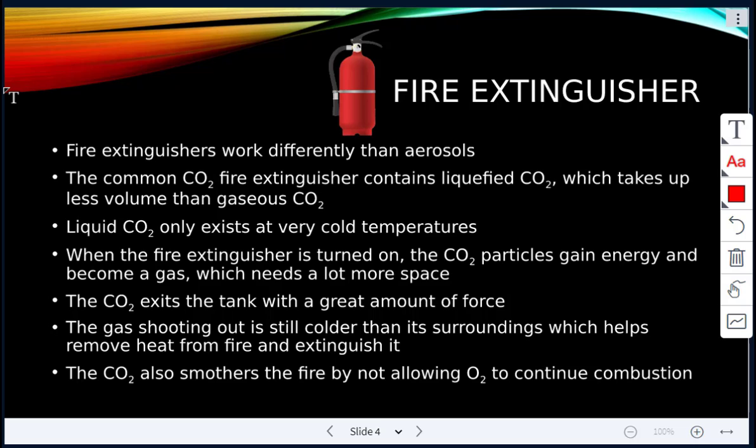Fire extinguishers work a little bit differently than aerosols. The common carbon dioxide fire extinguishers contain liquefied carbon dioxide. It takes up less volume than gaseous carbon dioxide. So when that liquid carbon dioxide is in cold temperatures, it exists as a liquid. And then when the fire extinguisher is turned on, the carbon dioxide particles gain energy and it becomes a gas, and a gas needs a lot more space. So the carbon dioxide exits the tank with a great amount of force. The gas shooting out is still colder than its surroundings, and that helps remove heat from the fire and extinguish it. The carbon dioxide will also smother the fire by not allowing the oxygen to continue combustion, because oxygen is required for the fire.